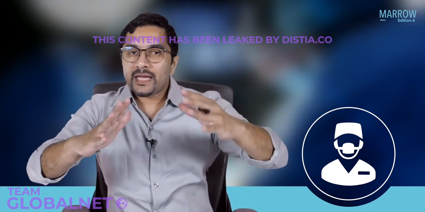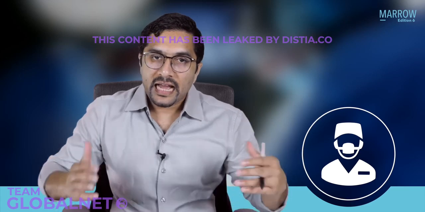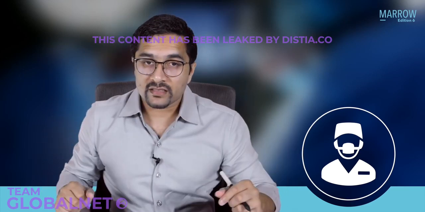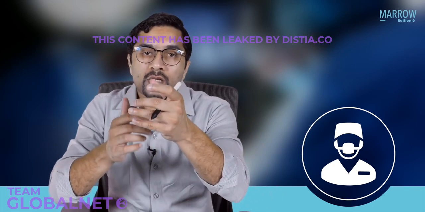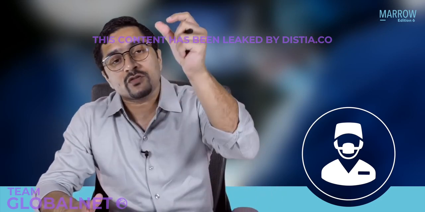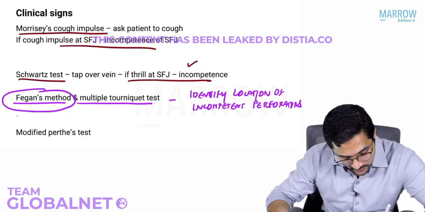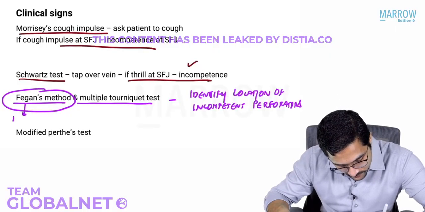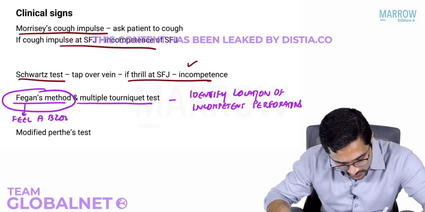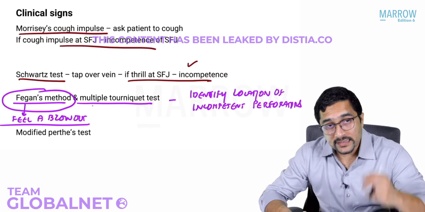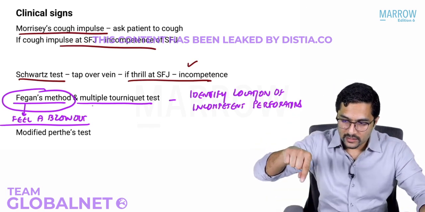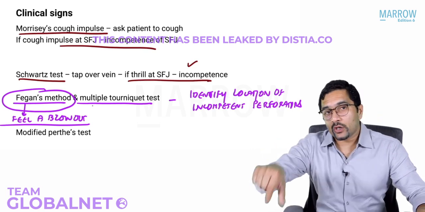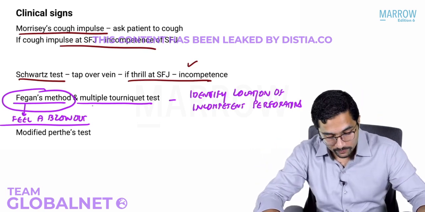Then you make the patient lie down and you empty or milk the veins. And you will see in the video, I'll show you. Then you feel along the marked path. And wherever we feel a blowout or a depression, that is the site of incompetent perforators.